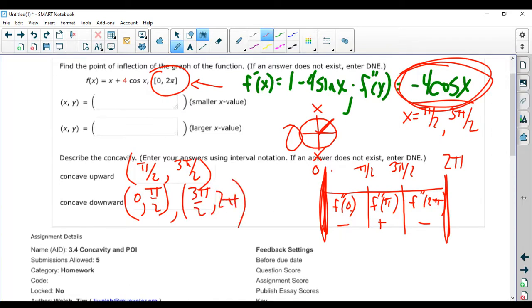And that makes our points of inflection pi over 2, comma, the y value, and 3 pi over 2, comma, the y value. Now to get the y value, you plug your x values into the original function. So remember, the cosine of pi over 2 and the cosine of 3 pi over 2 are 0. So that makes this kind of easy. When you plug pi over 2 into the equation, you'll get pi over 2 plus 0. And when you plug in 3 pi over 2, you'll get 3 pi over 2 plus 0. And there you have it.